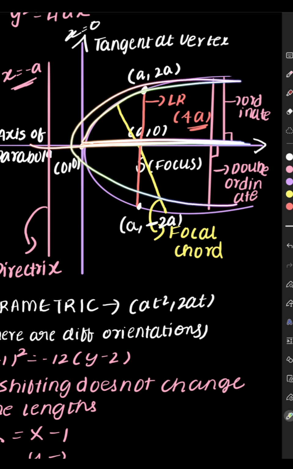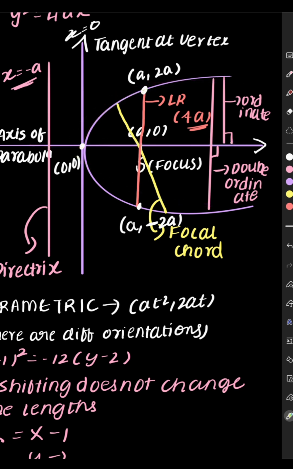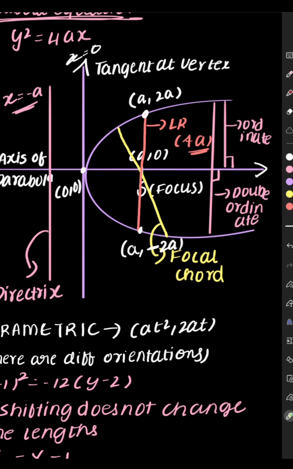The parabola is symmetric about this axis. This is called our axis of parabola. And this tangent at vertex, it's very self-explanatory. But yeah, this line here is called our tangent at vertex. Any chord which passes through focus is called a focal chord.